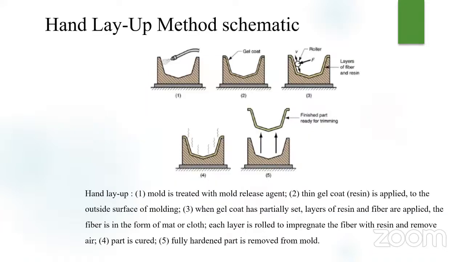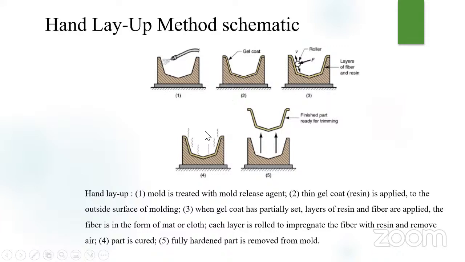So see, this is the hand layup method, in which you have a mold first, which is being treated with a mold release agent, and then a thin gel coat or thin resin is being applied on the surface of the mold. And when the gel coat is partially set, layers of resin and fibers are being applied. These fibers can be in the form of mat or cloth, and each layer is being rolled so that it can impregnate the fiber with resin. And any unnecessary voids or gaps can be eliminated.